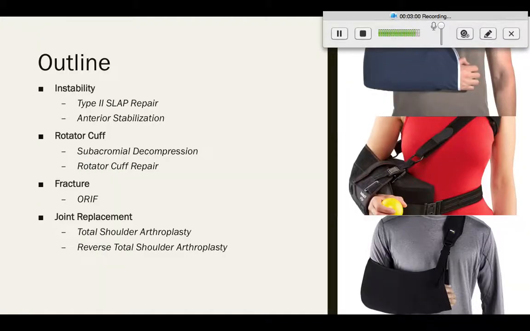We're going to discuss a couple major interventions for each of the common shoulder diagnoses. So we'll talk about instability, the rotator cuff, fracture, and joint replacement. On the right side of the screen are just some pictures of common slings that you're bound to run into as you start to get more clinical experience.